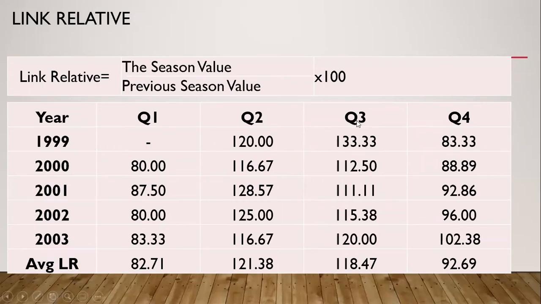It means that in quarter 3 of the year 1999, there is a 133.33% increase as compared to quarter 2. And in quarter four, there is an 83.33% decrease as compared to quarter three. So these are the link relatives. And for this quarter one of year 2002, the previous quarter is quarter four of 1999. This is very important.